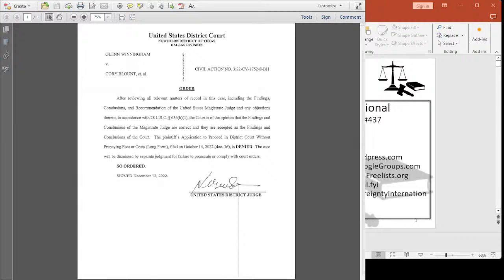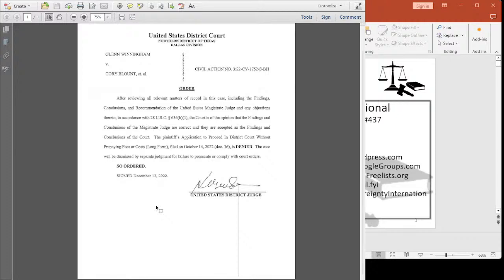This is one that I got. I call it a fake order. And it doesn't really matter what it says here, but notice that there's just a judge's signature, a fake judge actually. That's a fake judge. And we'll go through why that's fake. This is federal court. He's not a judge. That's right, it's not a judge.